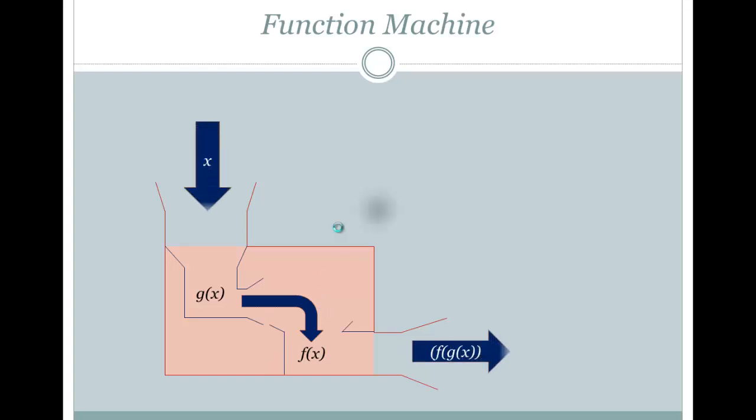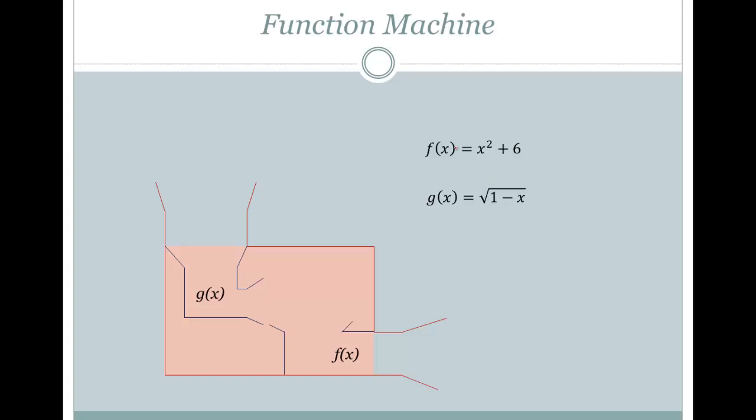All right, let's do an example. Here's my two functions. I have f of x is x squared plus 6, g of x is square root of 1 minus x. Same functions that we've been working with. Okay? And let's see what happens here. Let's go through our function machine here. Let's plug in a value. Let's plug in 0. We plug 0 in.